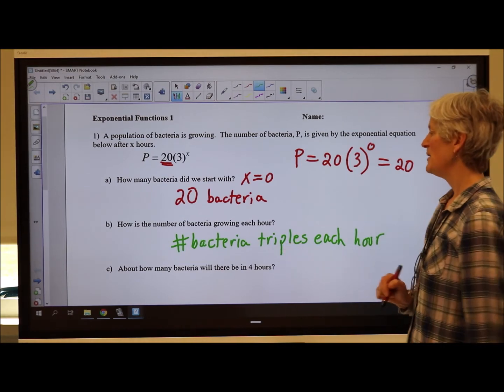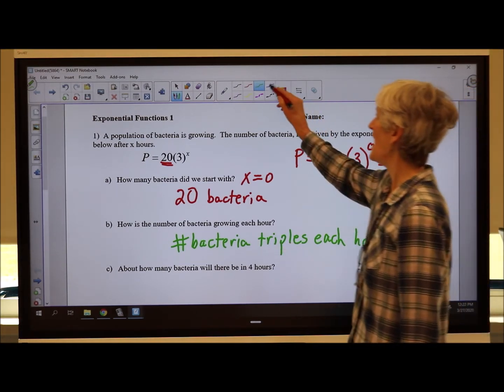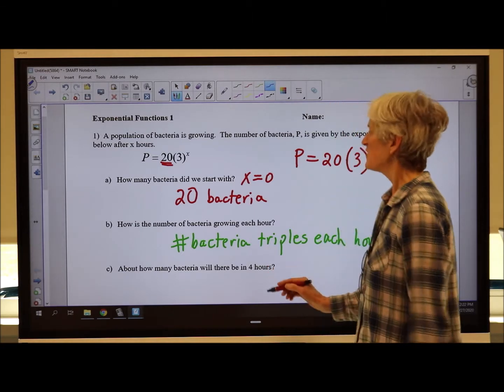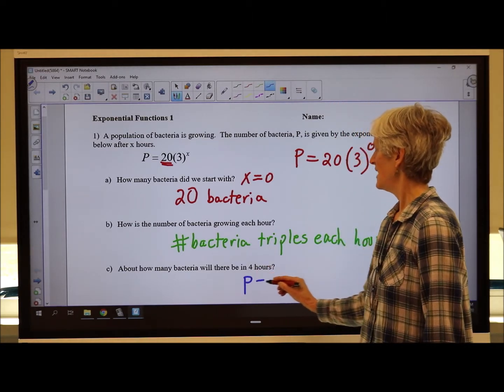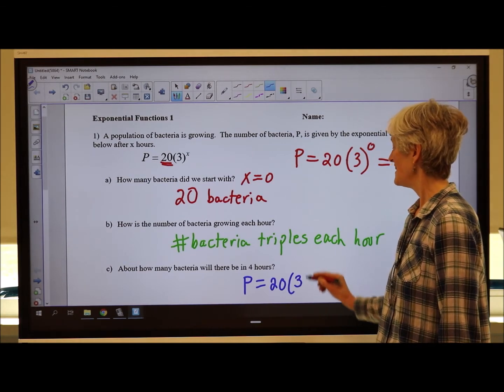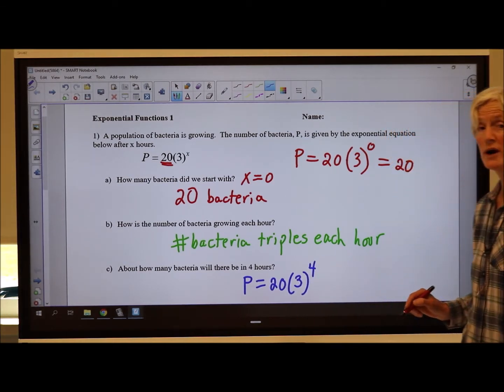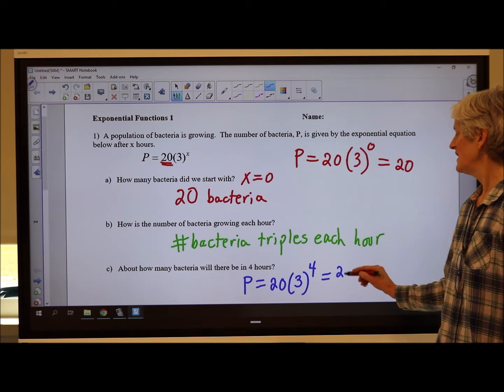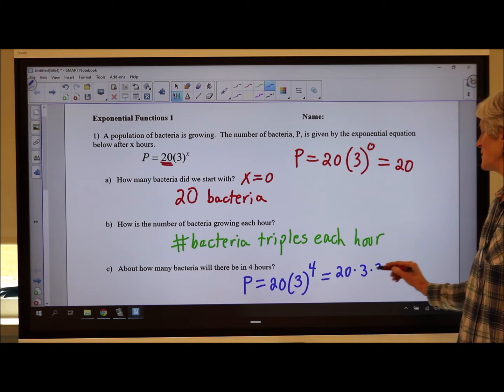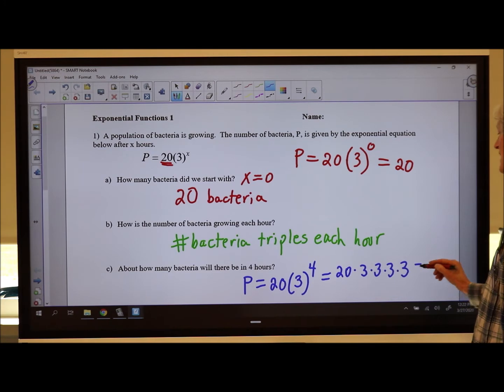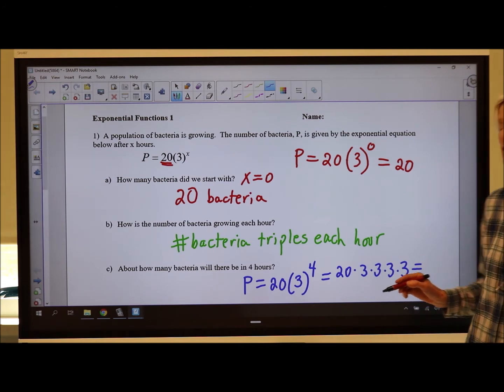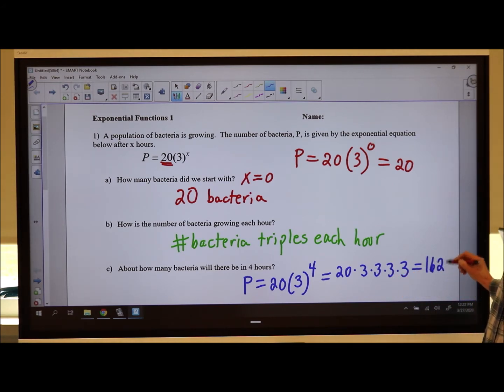Okay, and about how many bacteria will there be in 4 hours? A lot. But specifically, I can replace my x, because that's my time, with a 4. So you can put that in your calculator or think that's 20 times 3, times 3, times 3, times 3. And that is going to be, let's see, that's 9 times 9, that's 81. 81 times 2 is 162. So it should be 1,620 bacteria.